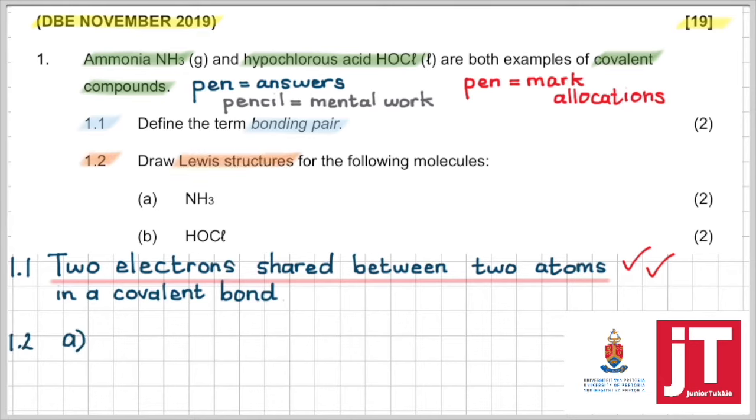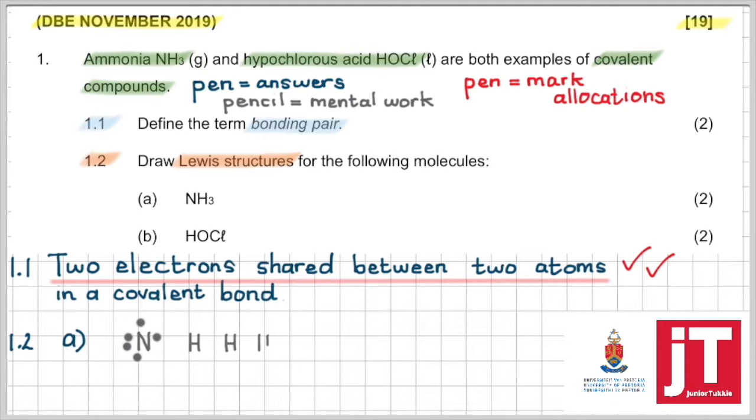Question 1.2 says, draw Lewis structures for the molecules. In question A, we are dealing with ammonia, that is NH3. In order to solve this problem, we will need a periodic table. So if you have one close by, bring it even closer and use it in order to solve these problems with me. Sometimes some exam questions will say that you must use both dots and crosses in order to answer these questions. Again, it is very important that you follow the instructions given to you.